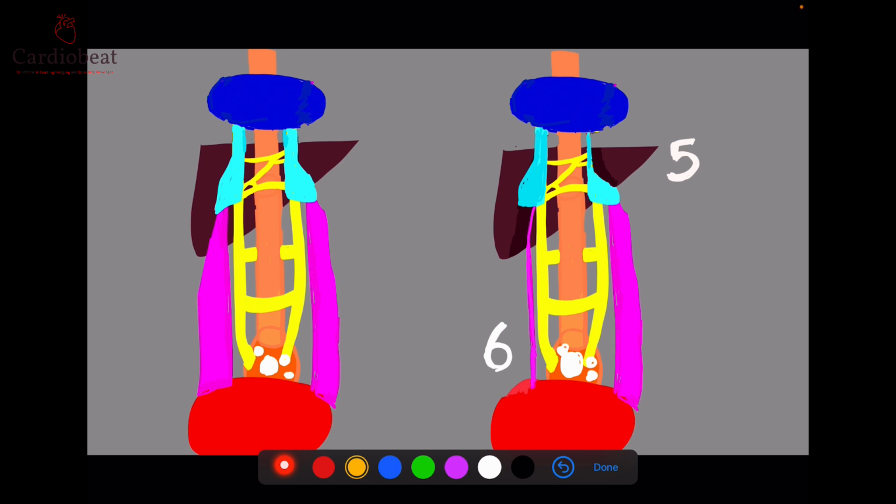The fifth change that is happening across the system is that the left hepatocardiac venous channel is getting regressed. Here you could see it has got regressed. And the sixth change that has happened is that the right umbilical vein here is also getting regressed.